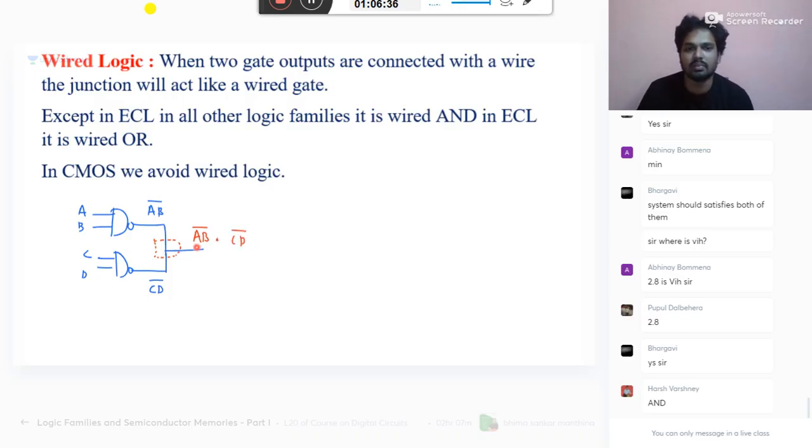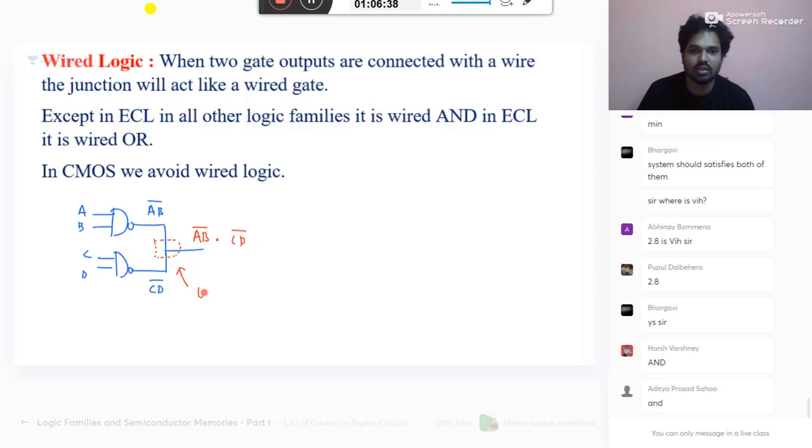For wired AND gate, because this junction will act like a wired AND. And if it is a wired OR, depending on the logic family, we take it as an OR operation. Generally, the examiner will tell you in the problem whether it is wired AND or OR. We'll do the problem also based on this. But before that, let me go to the explanation.